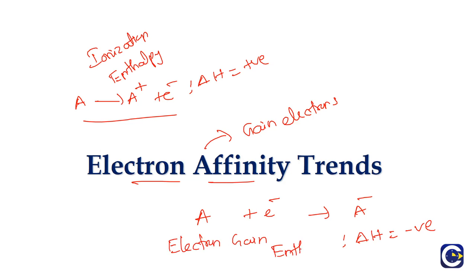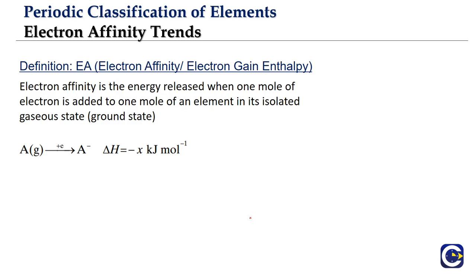So what is the other term that we can use for this? Electron gain enthalpy. Okay, so electron affinity, we will indicate with the two letters EA, and electron gain enthalpy, generally we will indicate with delta H eg. Okay, that is how we will be indicating. So either of them will represent the same aspect, which is the energy change involved in the gaining of an electron by an atom.